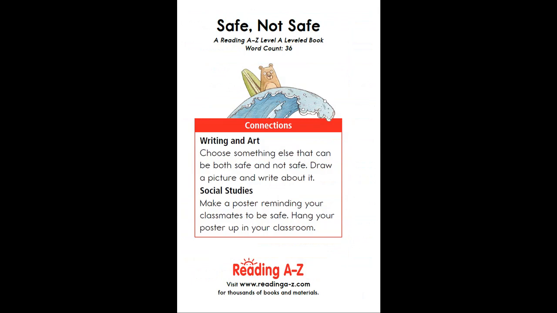Here is an activity that you can do when you have finished reading the story. For writing and art, choose something else that can be both safe and not safe. Draw a picture and write about it. For social studies, make a poster reminding your classmates to be safe. Hang your poster up in your classroom.